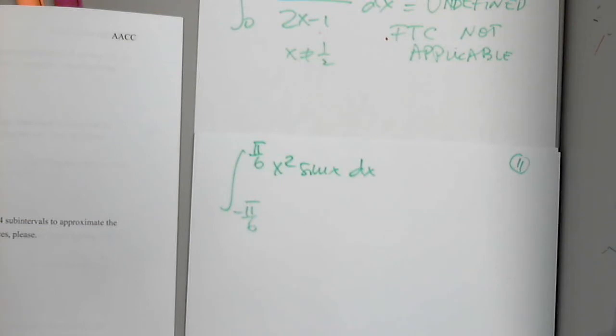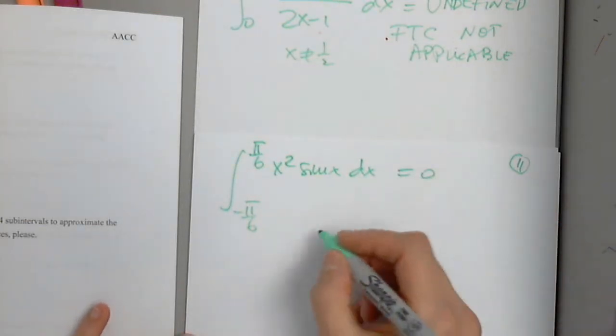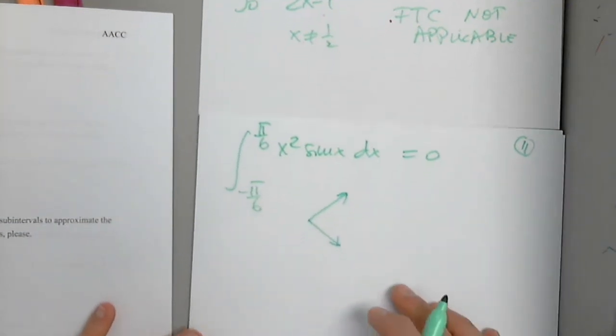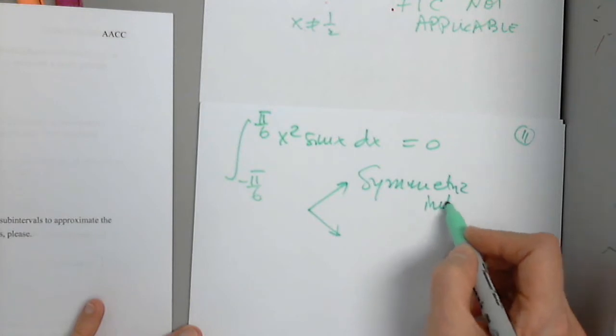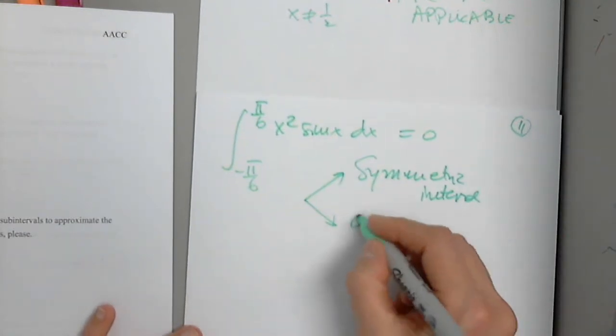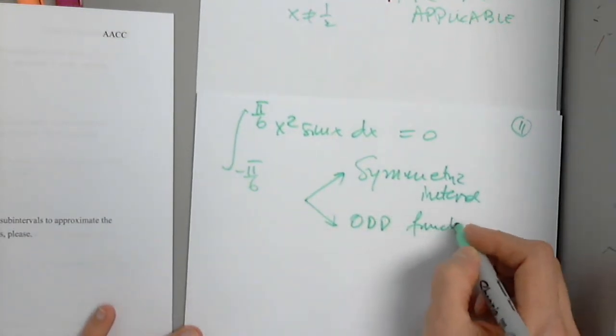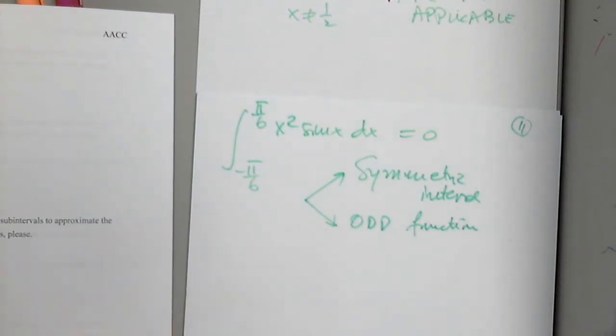Isn't this one 0? Yes. Why is this one 0? Two different things have to be mentioned: the interval is symmetric, and it's a product of an even and an odd function, so it's an odd function. Very good. An odd function. Excellent. Very good. Well done.